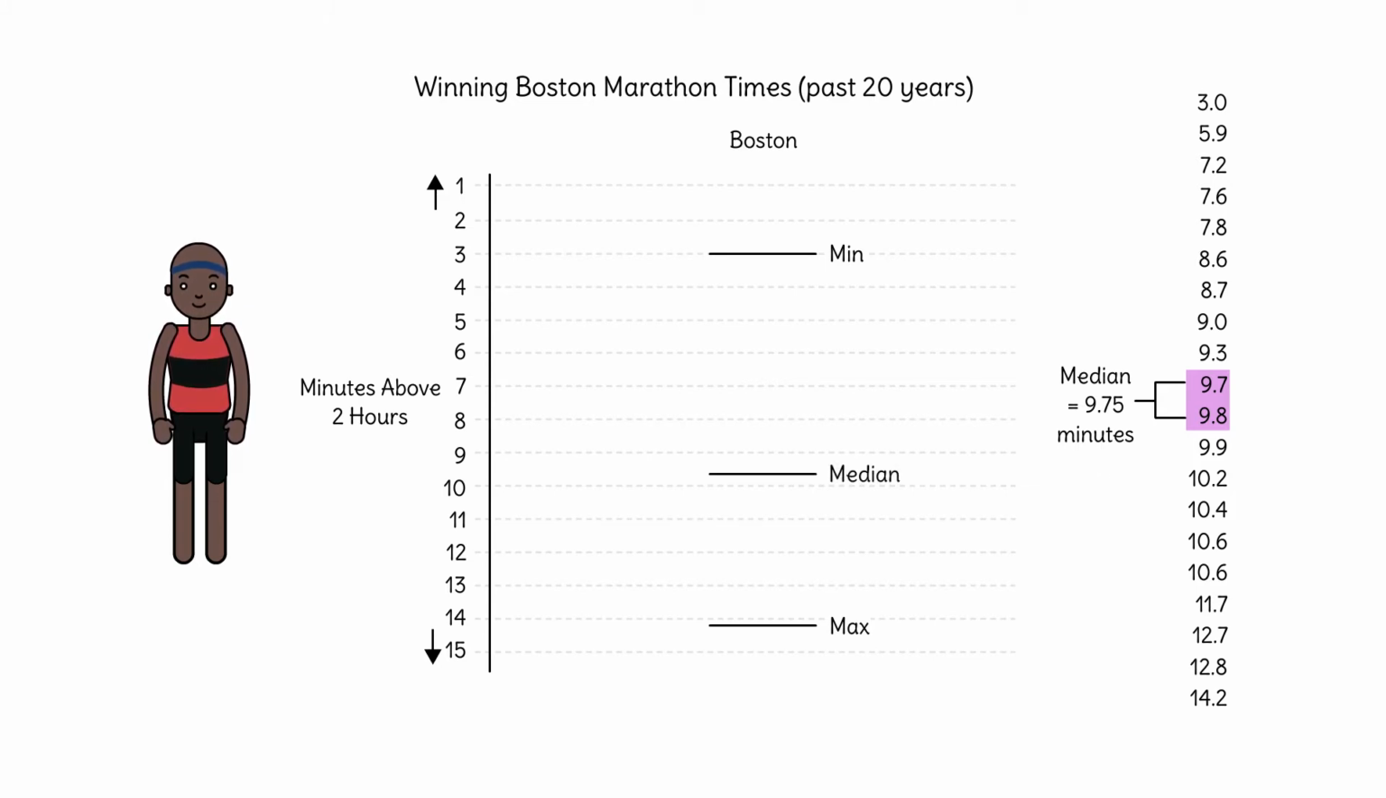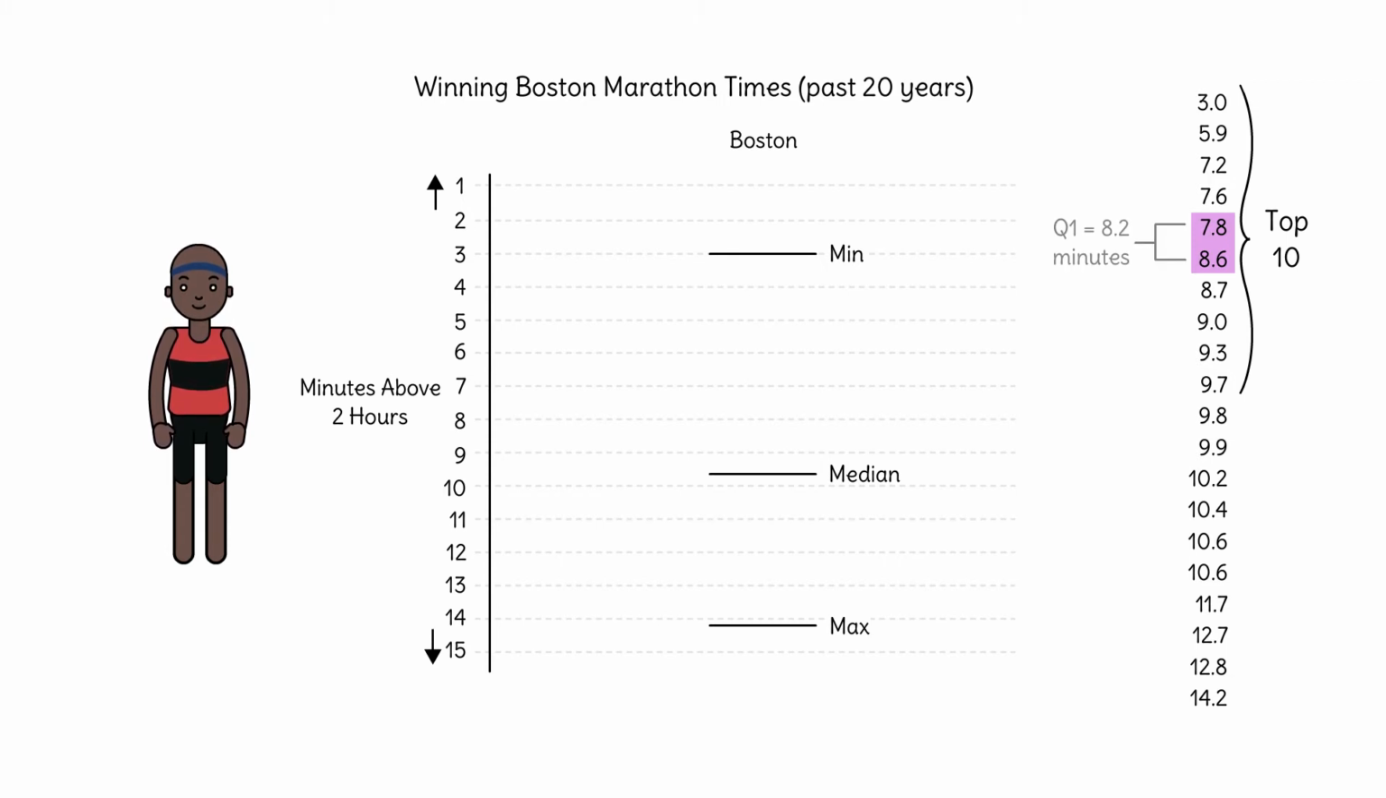To see the shape of the data, let's find the median of the top 10 times. We average the 5th and 6th time for what we will call a first quartile of 8.2 minutes. It's called the first quartile because 25% of the times will be faster than 8.2 minutes. Those guys were pretty elite. Let's mark Q1 with a horizontal line.